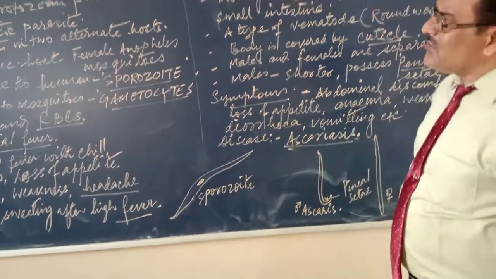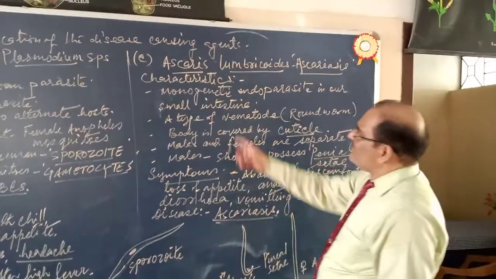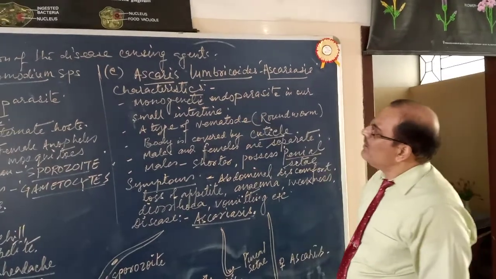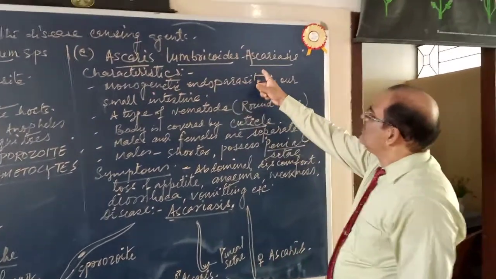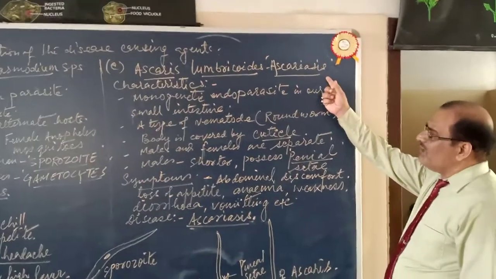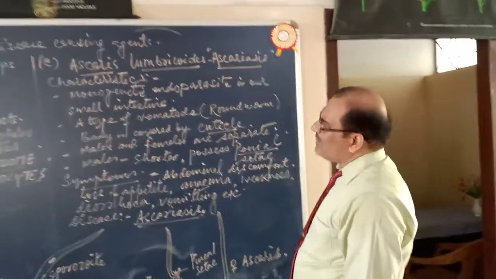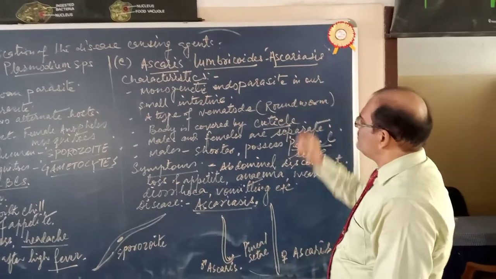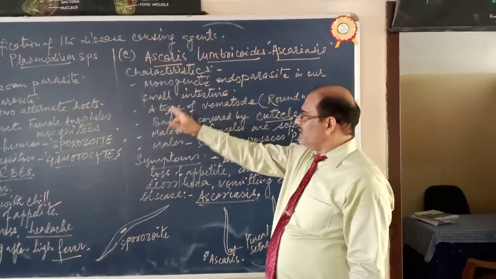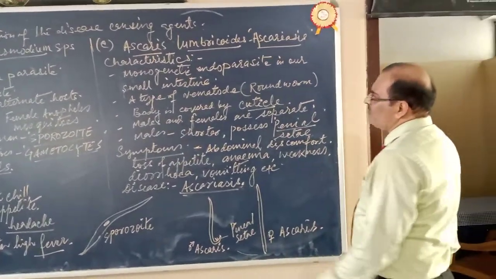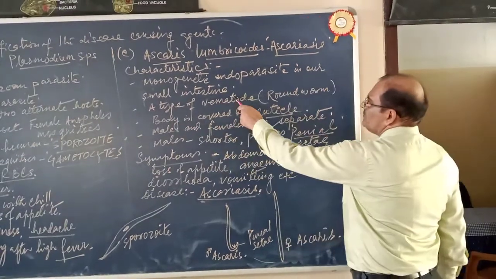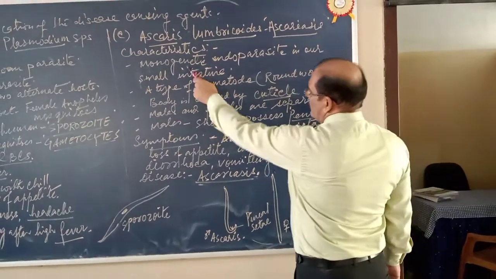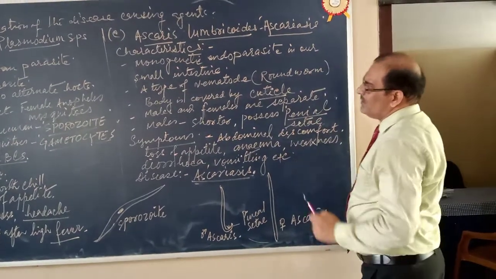Okay. Now the next disease causing agent is Ascaris. Experiment 6, C. Ascaris lumbricoides. This is the causal organism of ascariasis. Now characteristics. It is a monogenetic endoparasite in our small intestine. It is monogenetic. Life cycle completes in one host only.